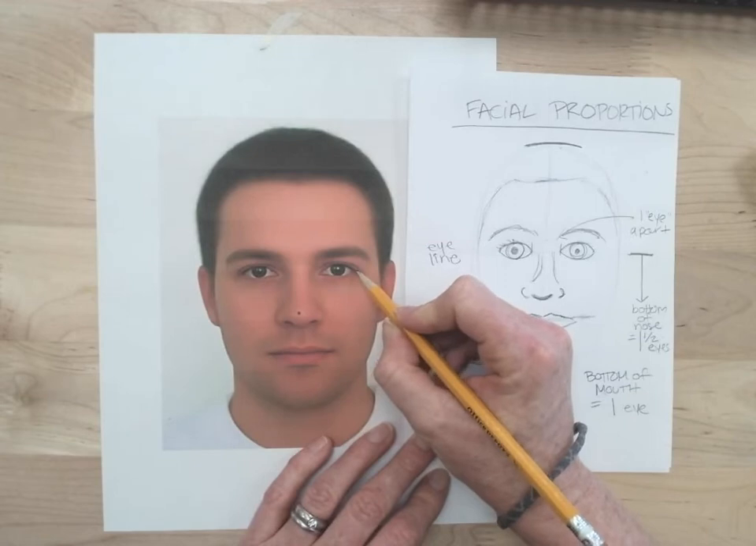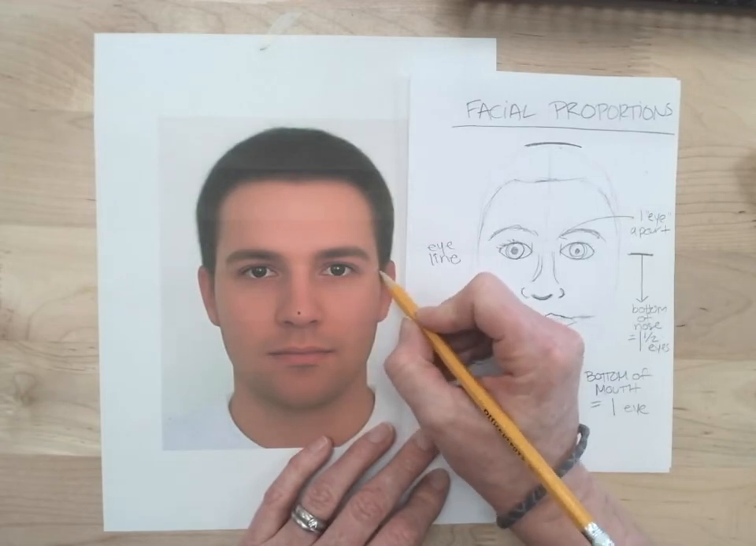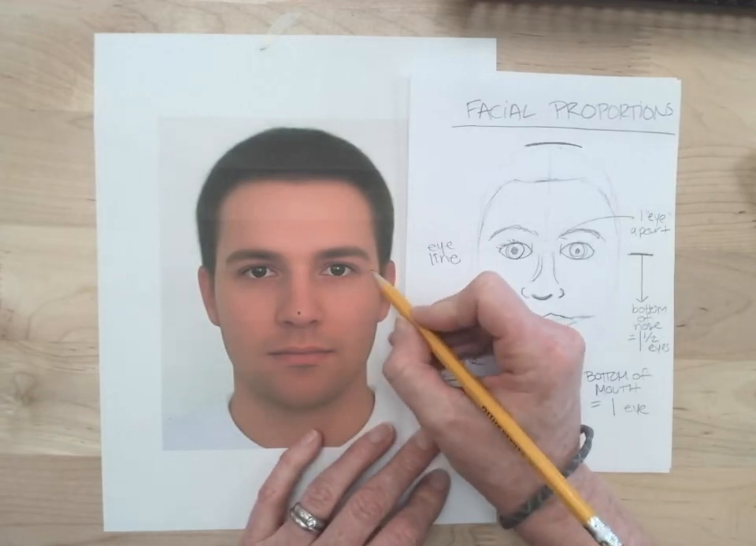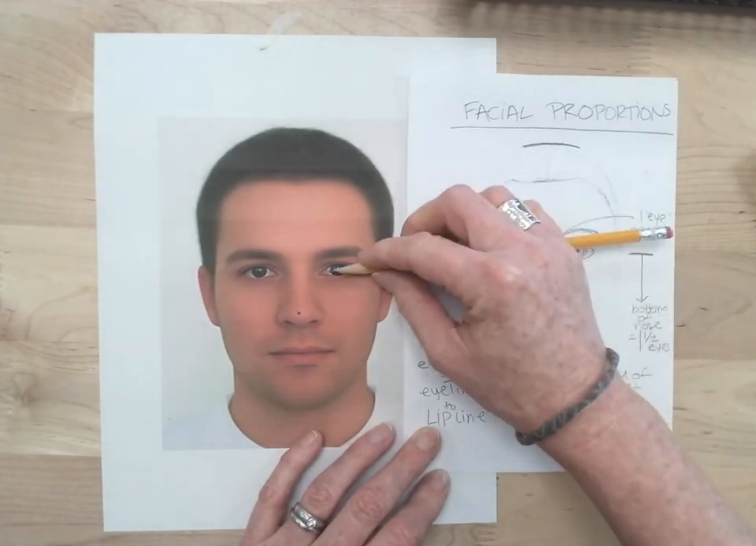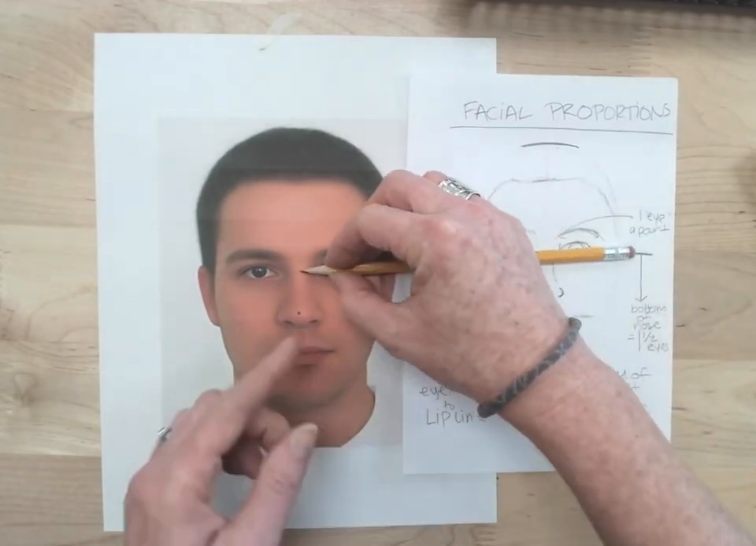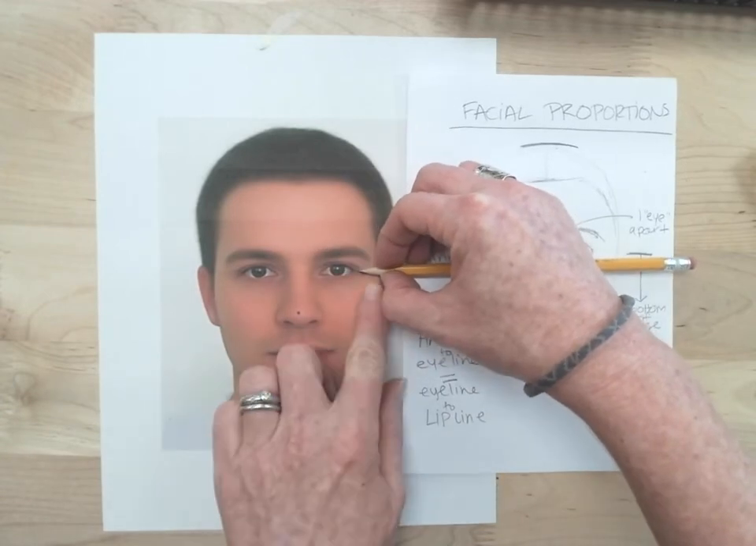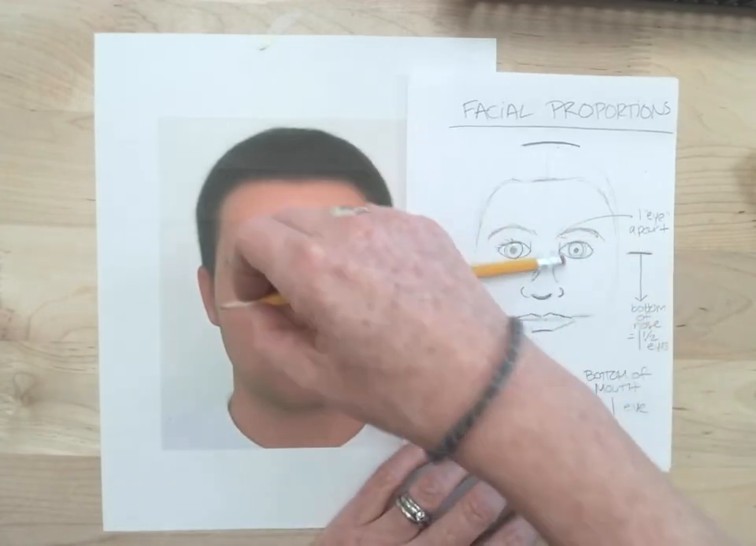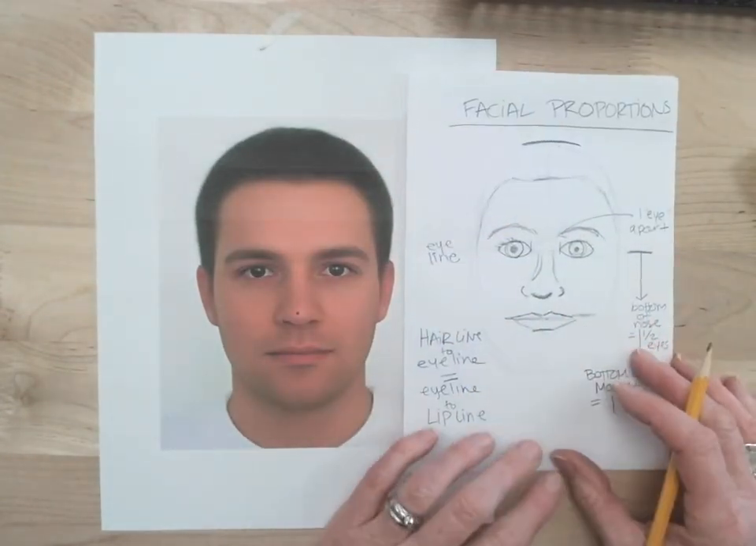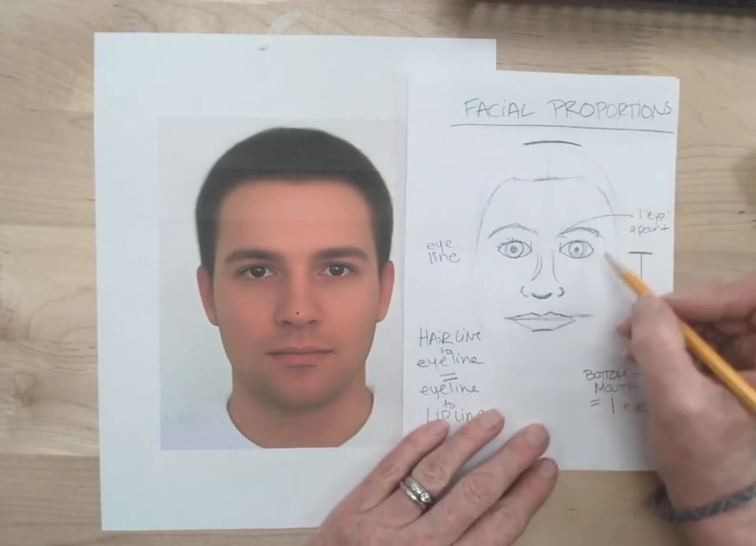From the corner of the eye to the edge of the face is also a measurement. Again, kids tend to draw this too wide. This should only be a half an eye. So if I'm measuring from here to here, that's a half an eye. Same thing on both sides of the face, not a full eye. So I kind of need to narrow in his face here a little bit.